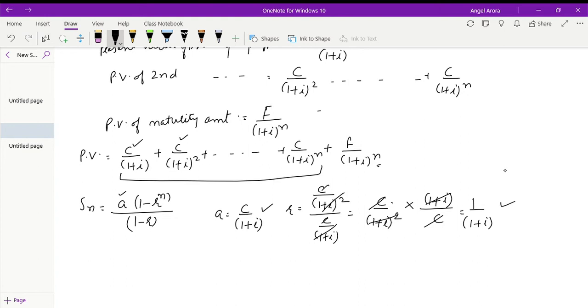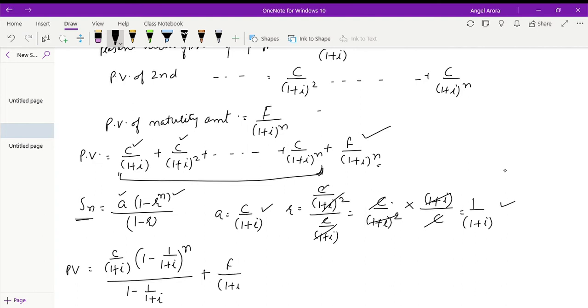So substituting this value in this sum, so that we get the sum of these terms up to n, what do we get? PV is equal to A. So A is C upon 1 plus I, 1 minus R raised to n upon 1 minus R. So R is 1 upon 1 plus I. So 1 minus 1 upon 1 plus I, plus this value. So I am writing this here. F upon 1 plus I raised to n.